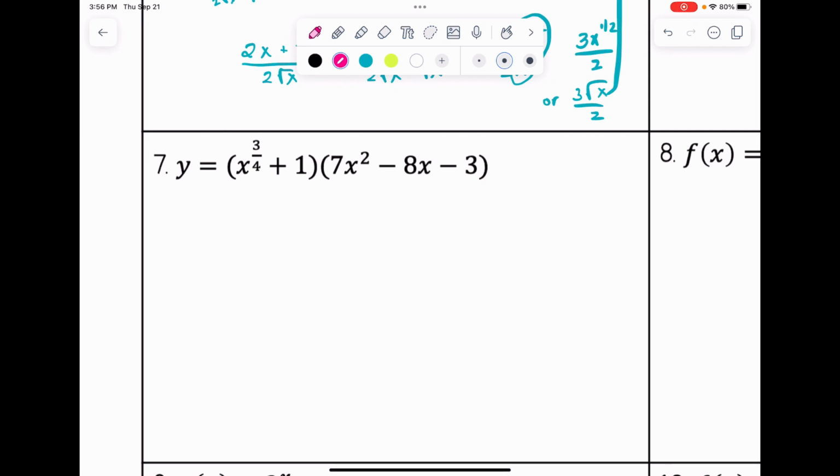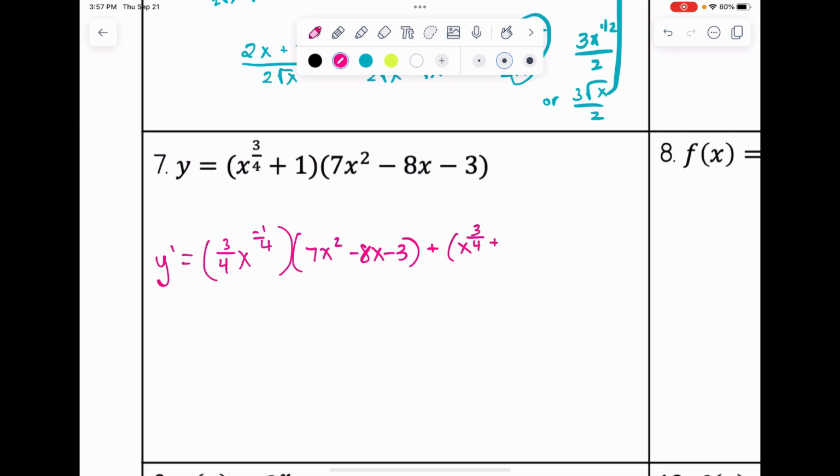All right, for 7, derivative of the first times the second plus the first times the derivative of the second. And like I said, I'm going to just leave it like this rather than overcomplicate and oversimplify.